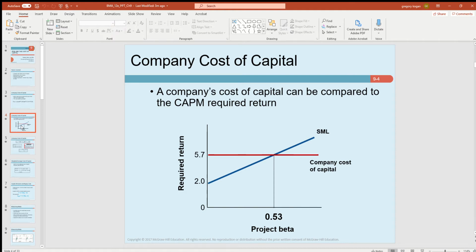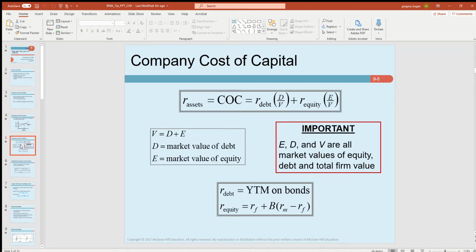So when we look at the CAPM, we can see company's cost of capital, and this could be, in other words, the risk rate compared to beta. So what's the project beta? And you can kind of see when do you take it, when do you not take it in terms of the project risk, right? So a company cost of capital, another way of looking at it is looking at what is the rate of debt weighted compared to total value, and what is the cost of equity compared to total value, and this could be the total company cost of capital.